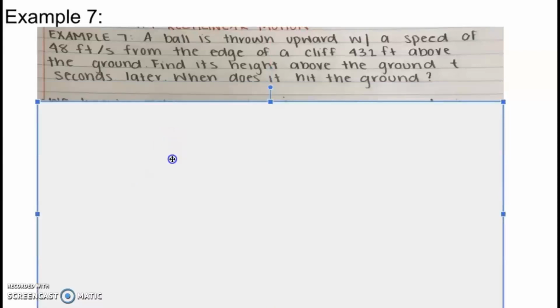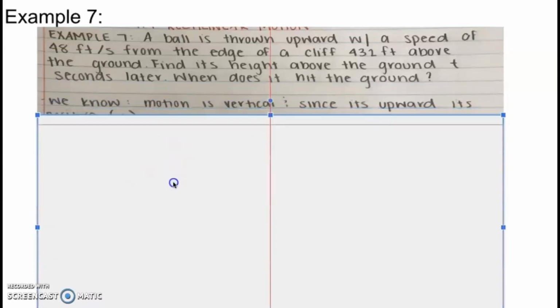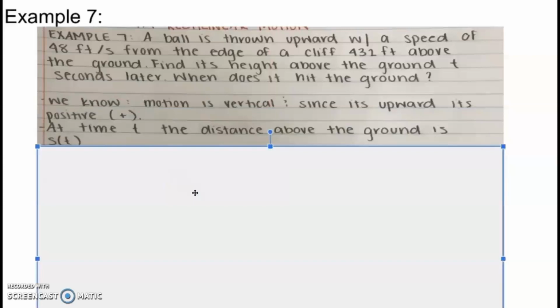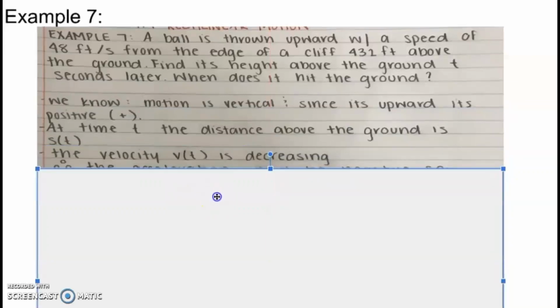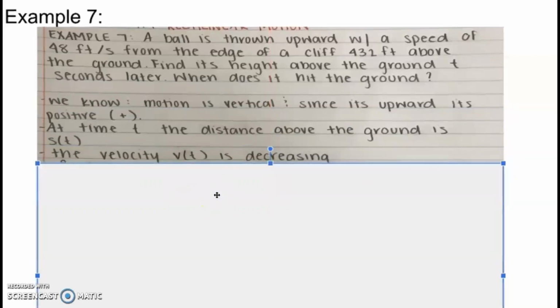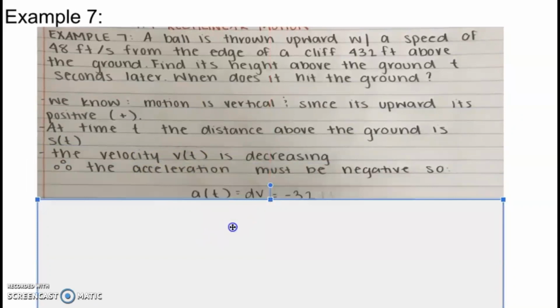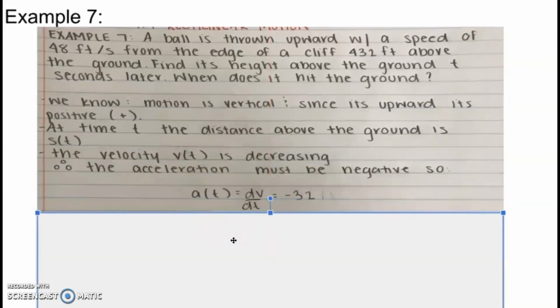So we know that motion is vertical. And since it's upwards, it's going to be positive. We also know at time t, the distance above the ground is s of t. We also know that the velocity v of t is decreasing. Therefore, the acceleration must be negative. So this will help us start. Now that we have our acceleration, we can write our equation as a of t equal to dv over dt, the derivative in relation to time, equals -32 since we are using feet.